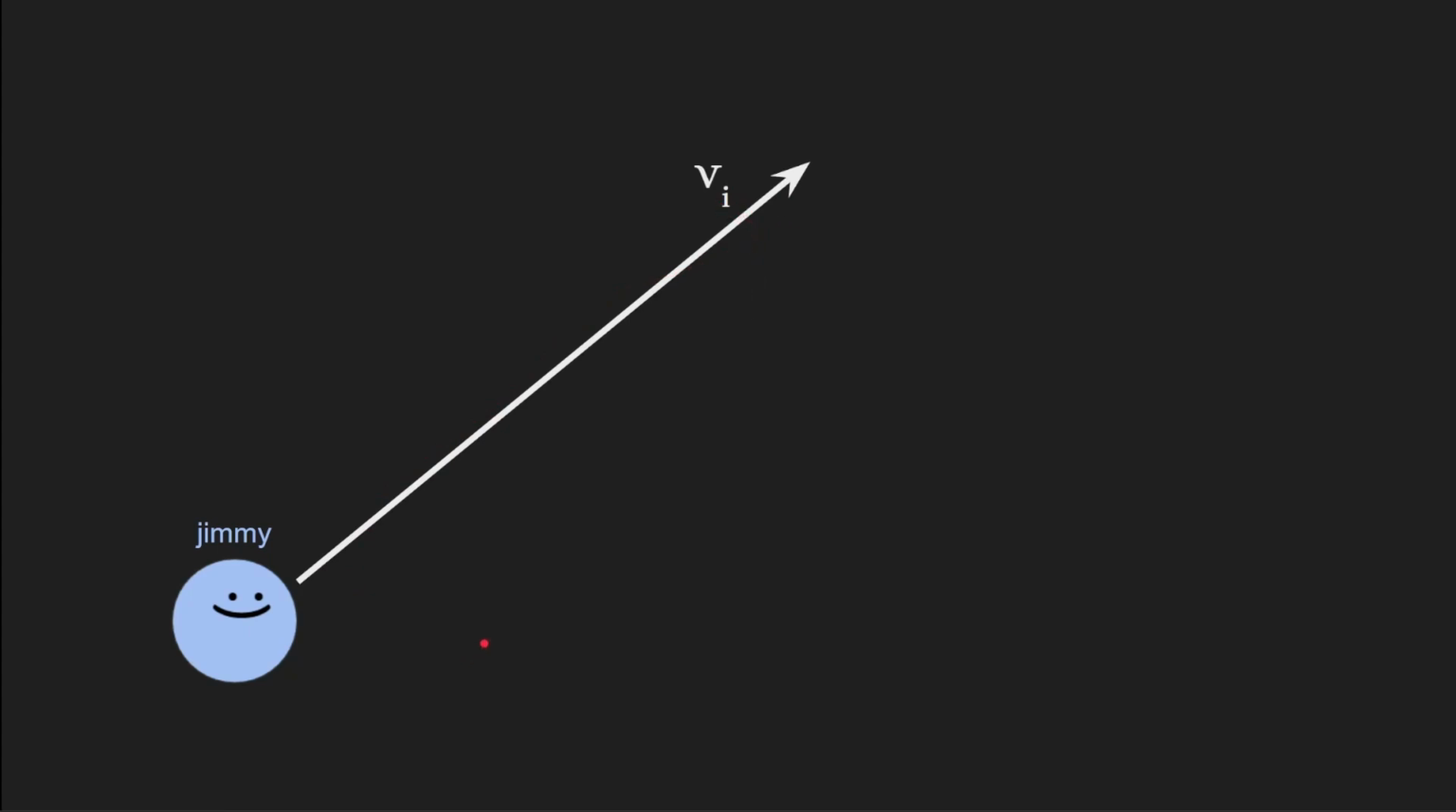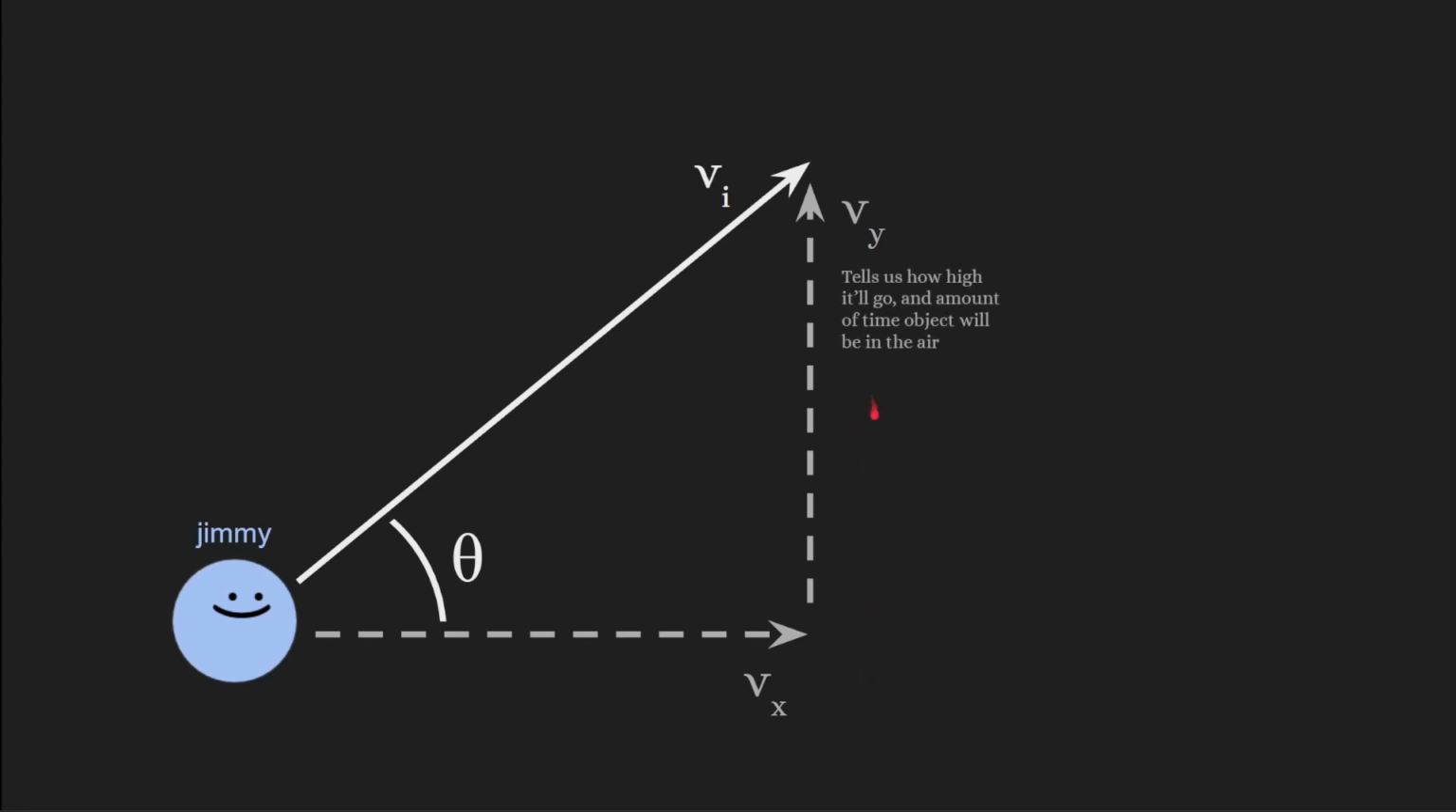and the velocity is pointing some theta degrees off the horizontal. To figure out the path you'll be taking, we'll first need to know the x and y velocities that make up the initial velocity. The y velocity will tell us how high Jimmy will go and how long Jimmy will be in the air. The x velocity will determine how far in the x direction Jimmy goes in the time it takes for him to reach the apex and touch the ground.